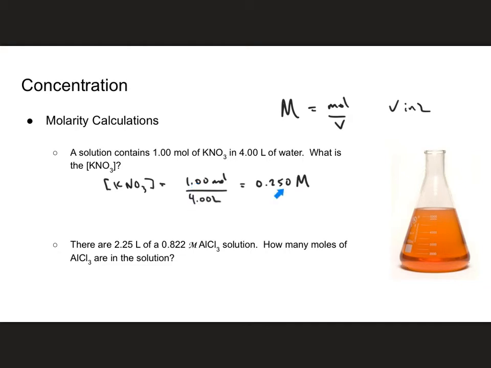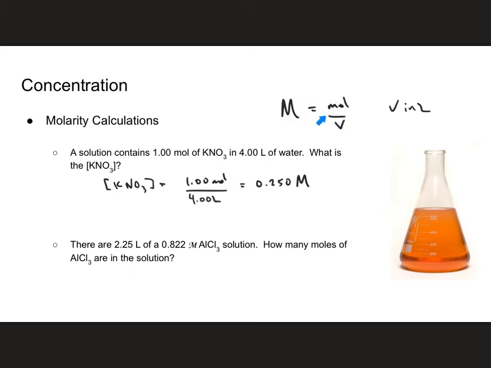3 here, 3 here. Answer over here should have 3. Okay. Next question says there are 2.25 liters of a 0.822 molar AlCl3 solution. How many moles of AlCl3 are in the solution?